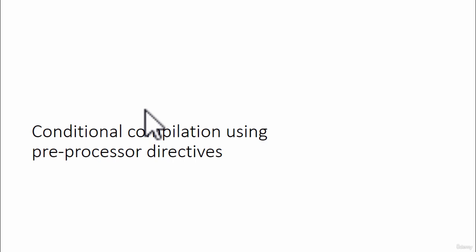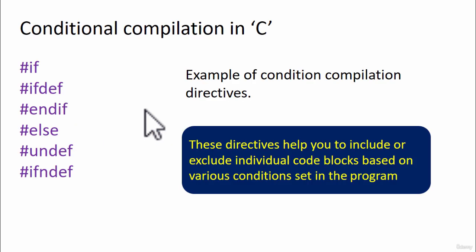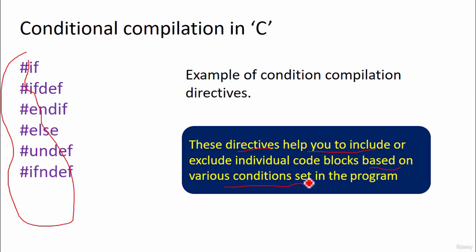In this lecture, let's understand about conditional compilation using preprocessor directives. Now let's begin. There are various conditional compilation directives available in the C programming language. These are some of the conditional compilation directives. These directives help you to include or exclude individual code blocks based on various conditions set in the program. Now let's explore how to use these conditional compilation directives.